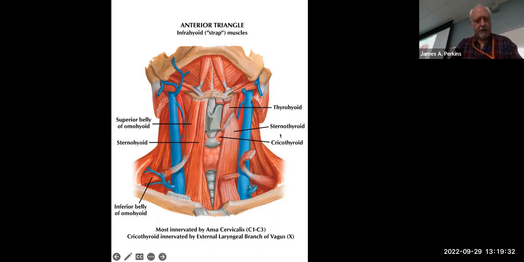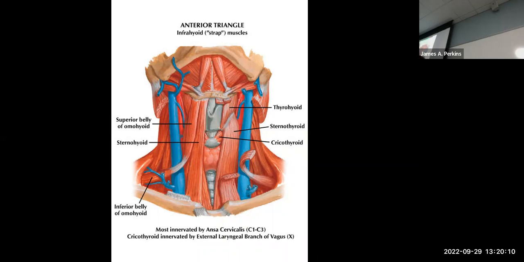Now, there's one muscle that I intentionally skipped over when I was describing these infrahyoid muscles because it has a different innervation. There's a muscle called cricothyroid. It's a much tinier muscle. You should be able to see it if you move the others out of the way. It's connecting the cricoid cartilage, which is the first tracheal ring, to the thyroid cartilage. And we'll see later in the course that it's actually involved in movements of the thyroid cartilage, which is important in actually changing the pitch of your voice.